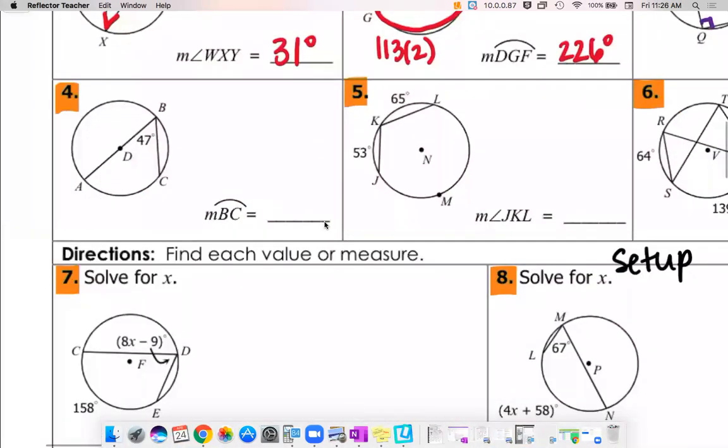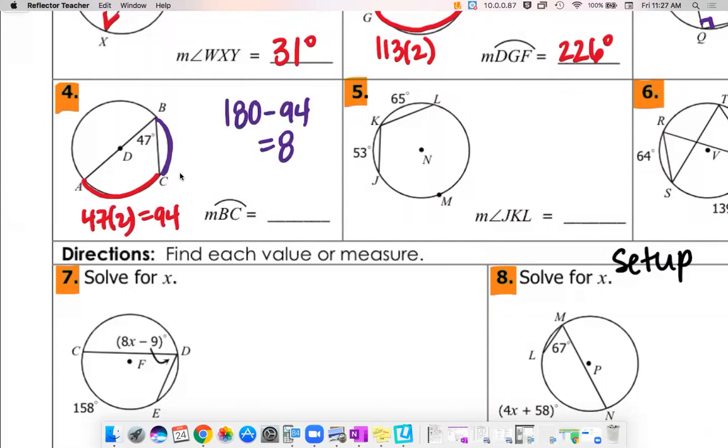Okay, in this one, they want you to find the measure of arc BC here. So this takes a little bit of extra steps. So the inscribed angle is ABC, this is 47. To get arc AC, which is your intercepted arc, you're just going to do 47 times 2, and you'll get 94. And then I see that this is a semicircle. So if I want the measure of arc BC, then I'm just going to do 180 minus 94, and I'll get that that's 86. So measure of arc BC is going to be 86 degrees.